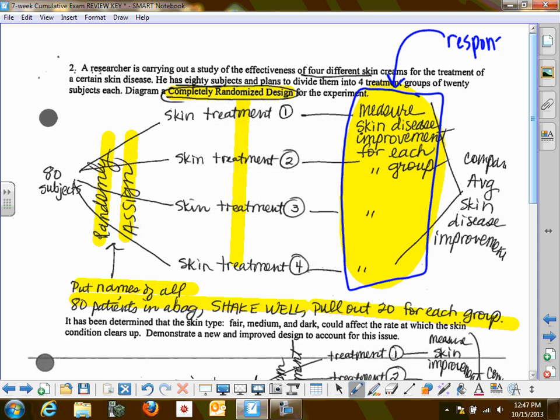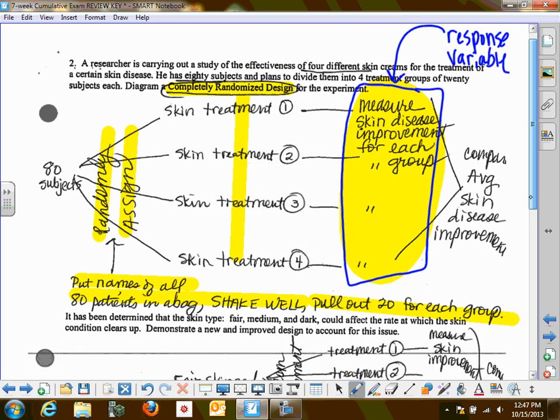If you do not write this in here, then another person cannot reproduce your results with the experiment because they do not know what to measure. You have to tell them what to measure. And then, of course, compare those things at the end.